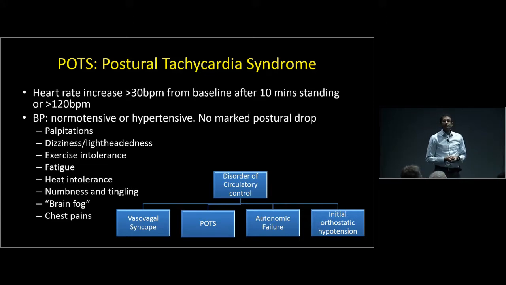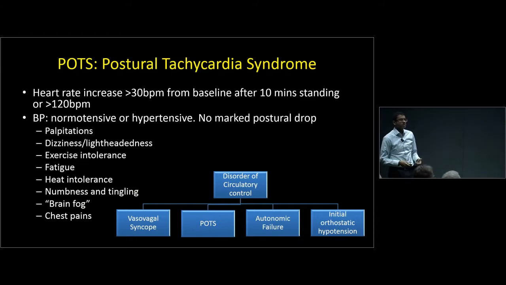The constellation of symptoms for POTS patients is myriad. There's often an overlay with chronic fatigue, depressive illness, anxiety disorders, irritable bowel. They often get heat intolerance, complain of brain fog and difficulty concentrating, and are an incredible challenge to manage.